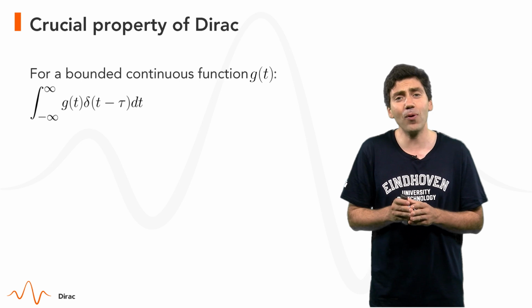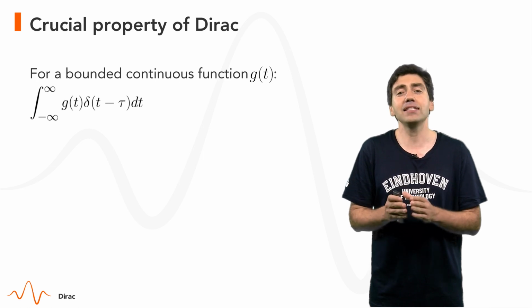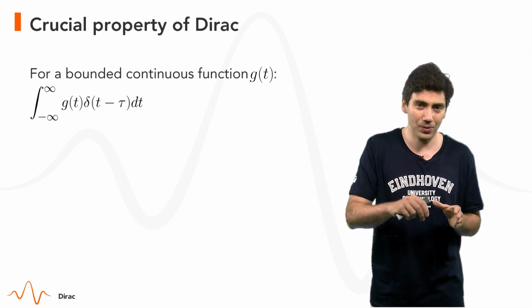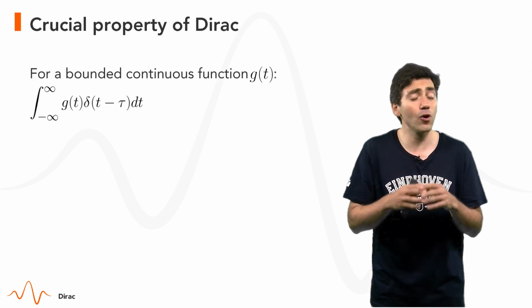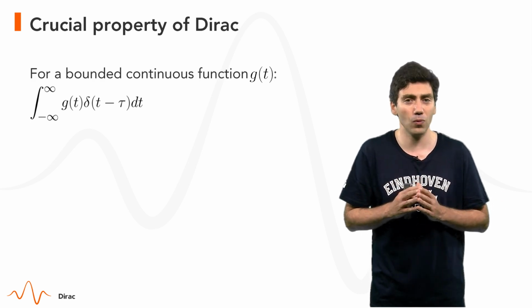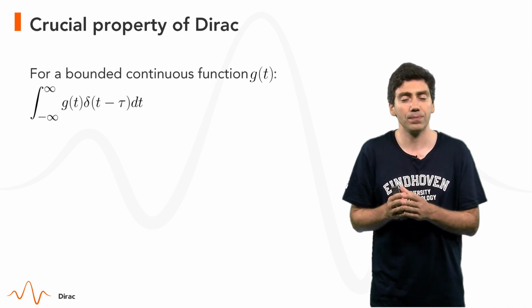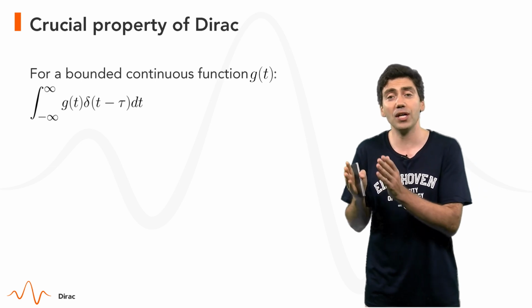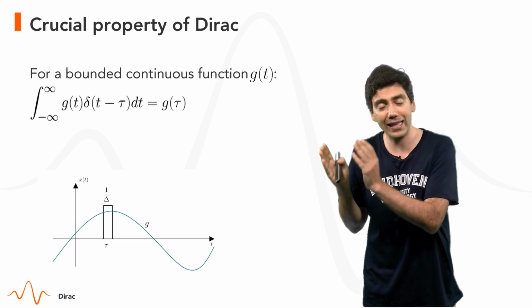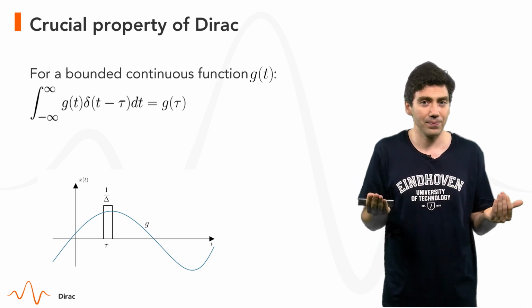Now, there's a very important and crucial property of the delta Dirac: if we place a delta Dirac inside an integral, let's say that we have the integral from minus infinity to infinity of an arbitrary function g of t, which is bounded and continuous, times delta of t minus tau, this integral will be equal to g evaluated at tau. Intuitively, it's very easy to understand this.